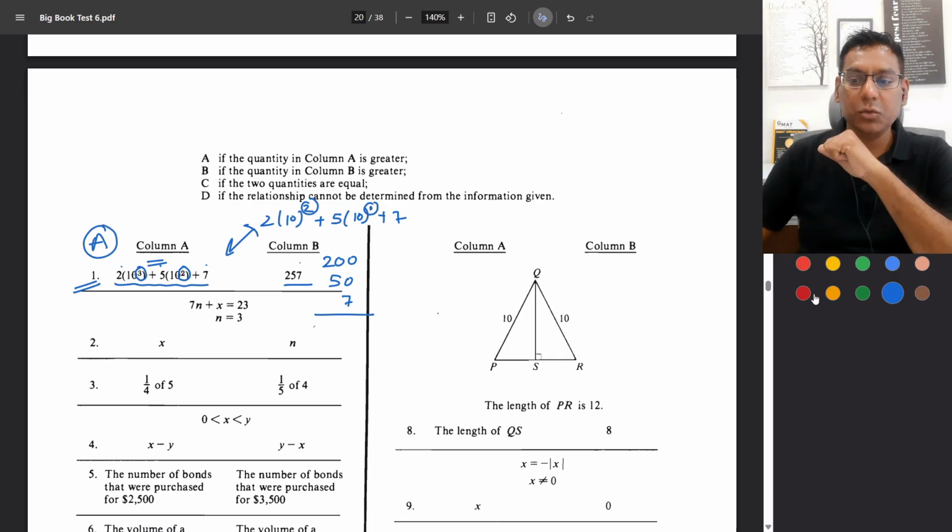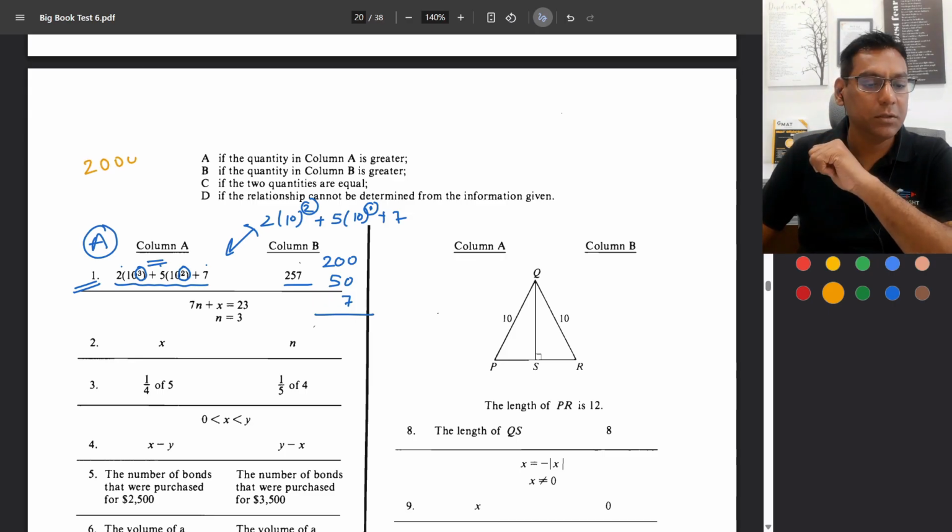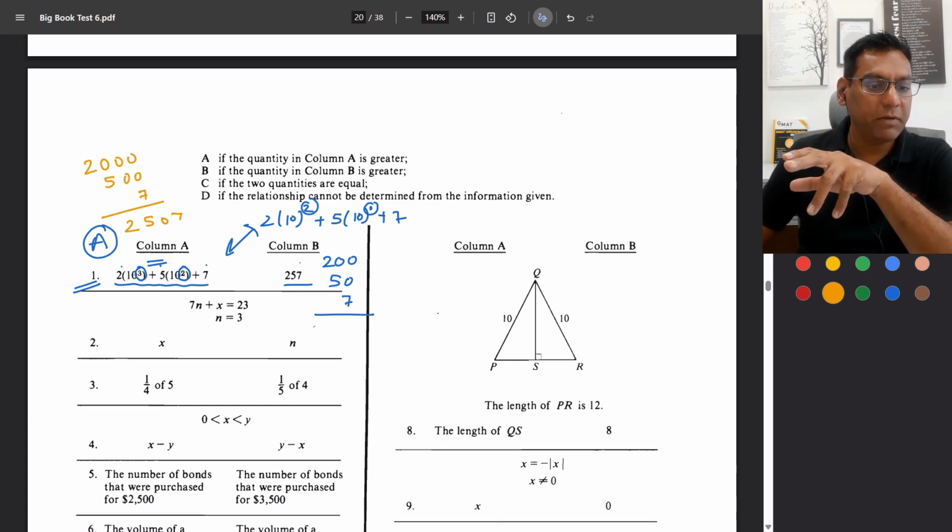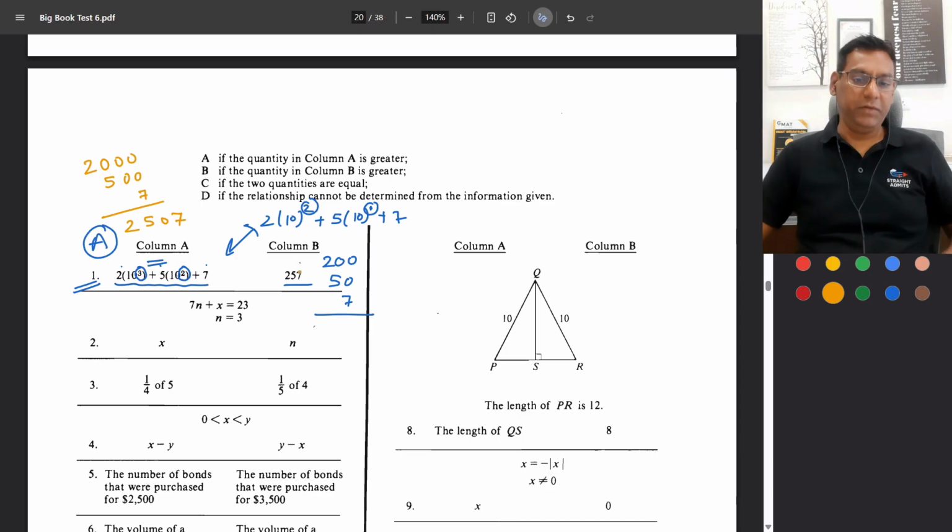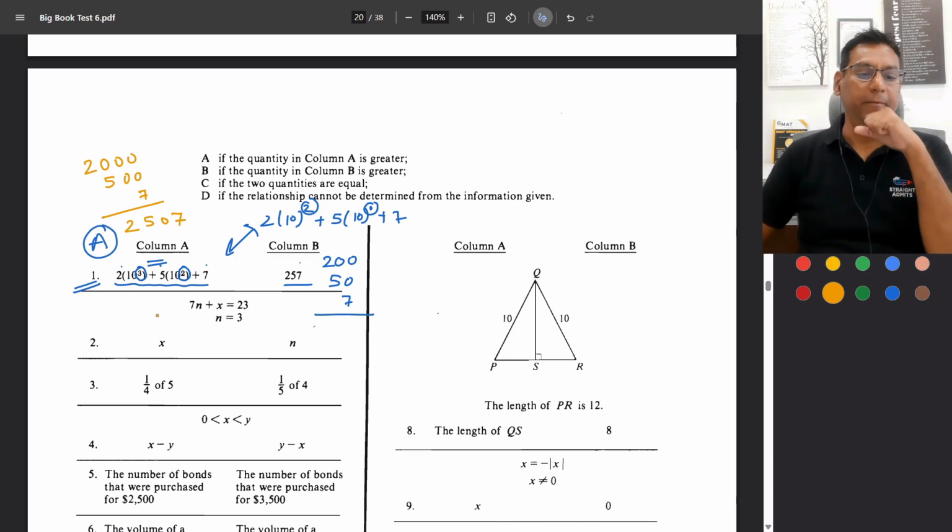Or you could also just simplify this. 2 into 10 raised to 3: 10 raised to 3 is 1000, so this is 2000, plus 5 into 10 raised to 2, so that's 5 into 100, that's 500, plus 7. So the number here is 2507, which is getting compared with 257. So answer is going to be A.